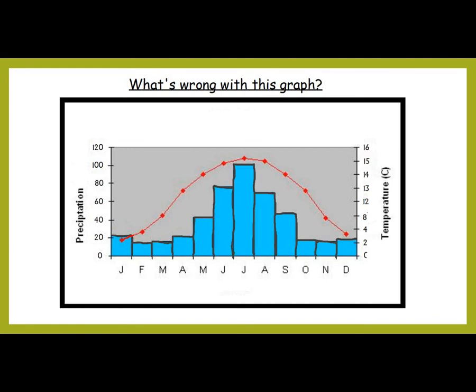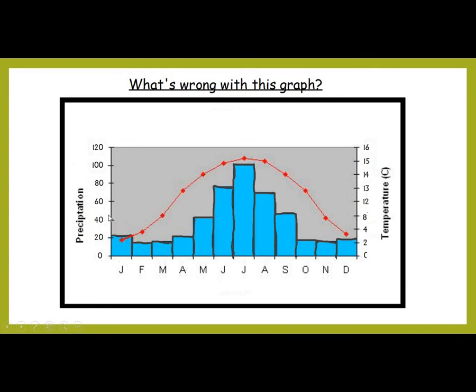It's a completely different kind of graph to the one that we're going to draw, but what is wrong with it? Take a good look and then we'll make a list. Okay, so some of the things that you might have spotted. There's no main title here. There's no axes label down here. It's got temperature degrees C here, but then precipitation, which is the proper word for rainfall, there's no units.